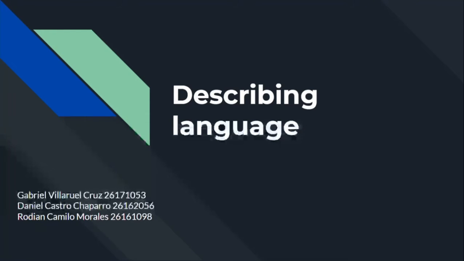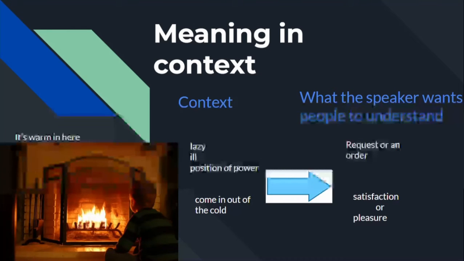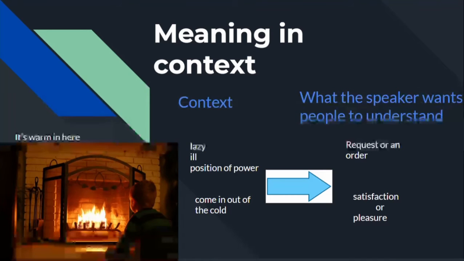So this chapter is divided in 9 sections. The first one is meaning in context. This section basically explains the difference between meaning per se and what the speaker intends or wants people to understand, what his intention is. And to understand this, we use the context.